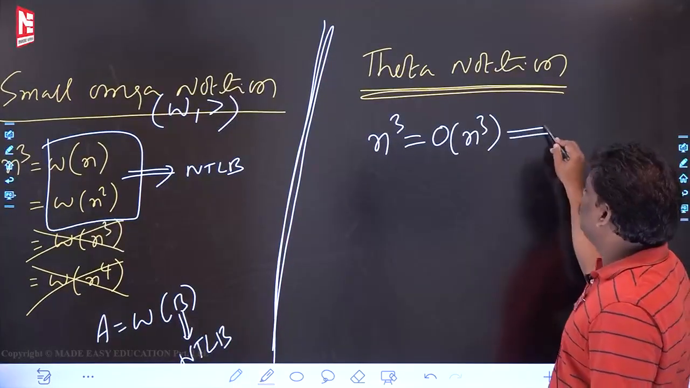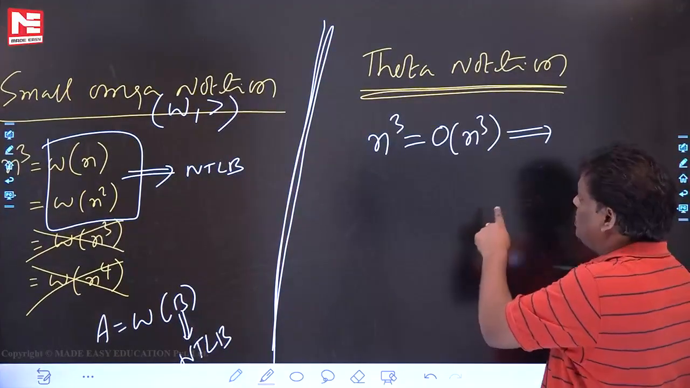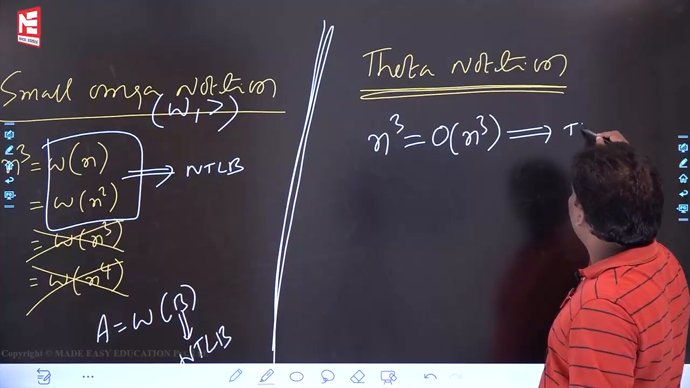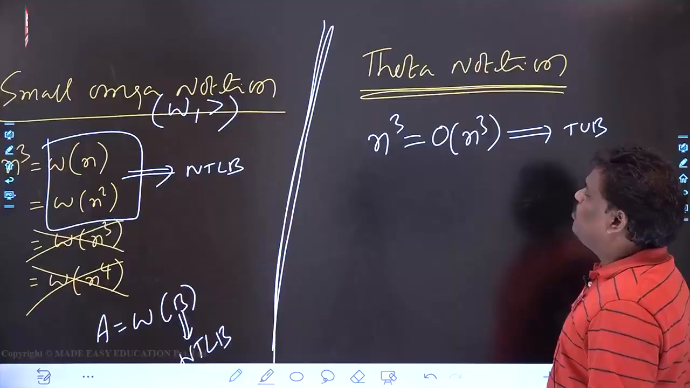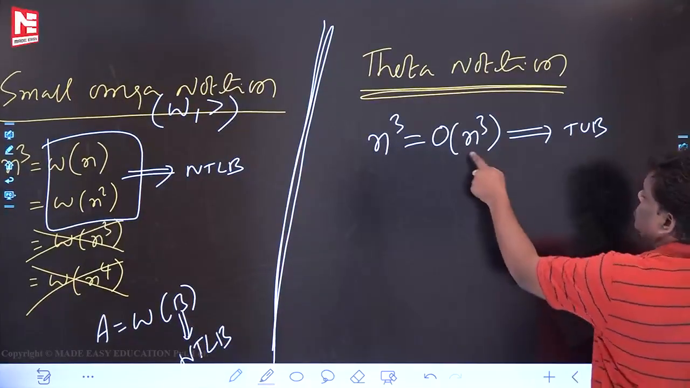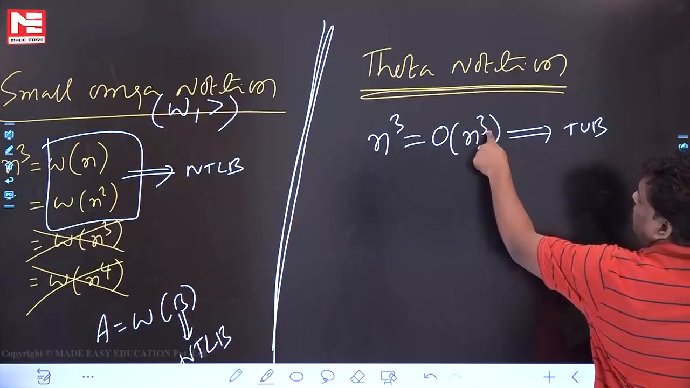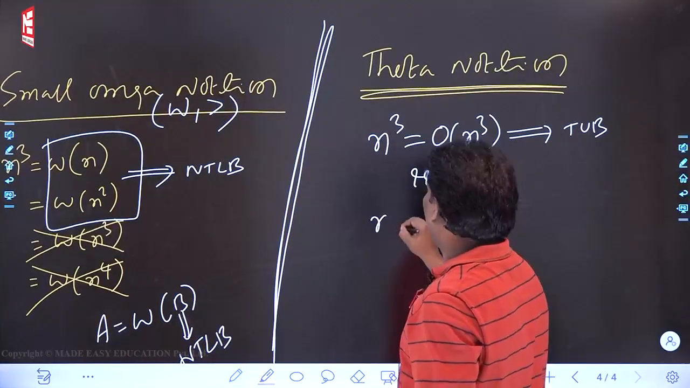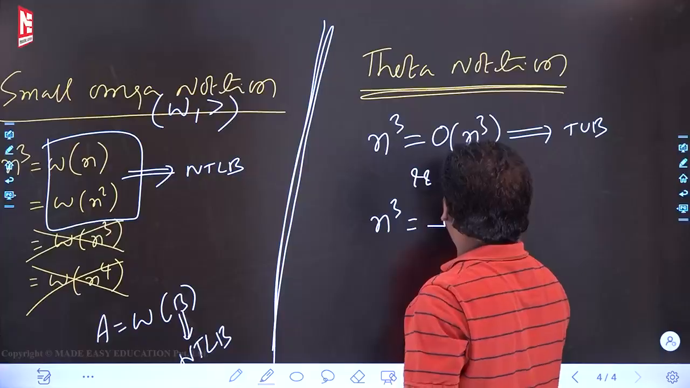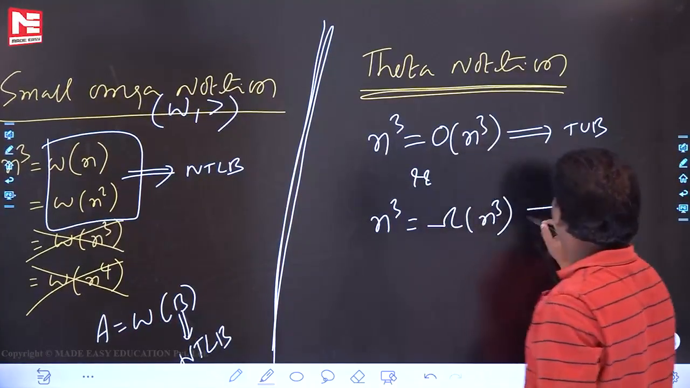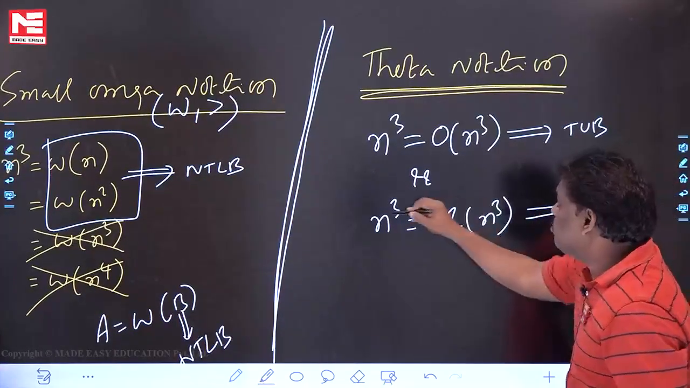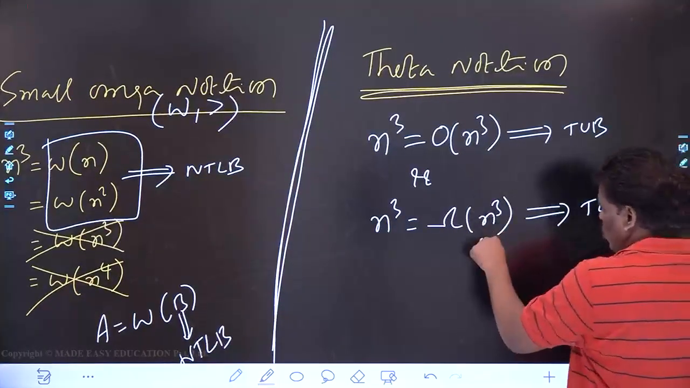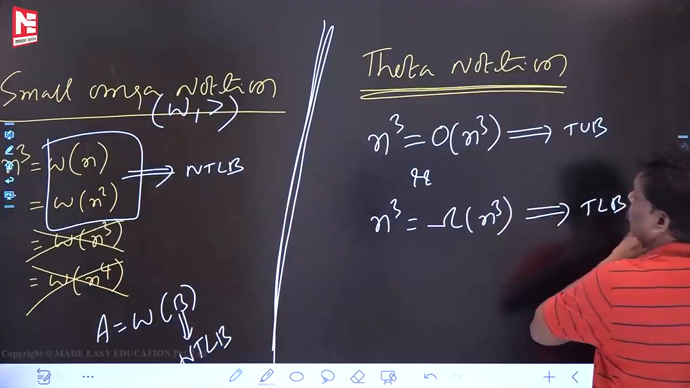What is the meaning of this line? N cube is big O of n cube means, what is the answer? Big O means upper bound and both are equal. So, what is the meaning? Tightest upper bound. And see this one, n cube is omega of n cube. What is the meaning? Everyone knows omega means lower bound, and both are equal here. What does it mean? Tightest lower bound also.